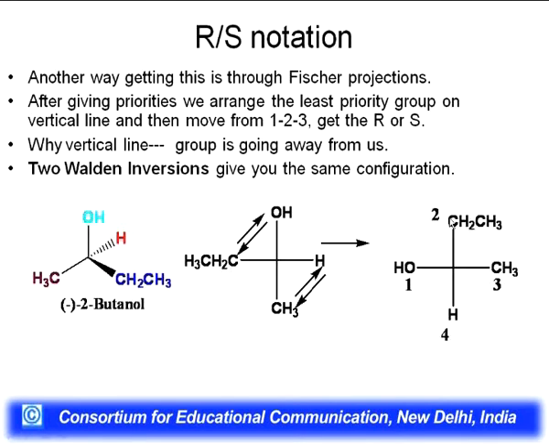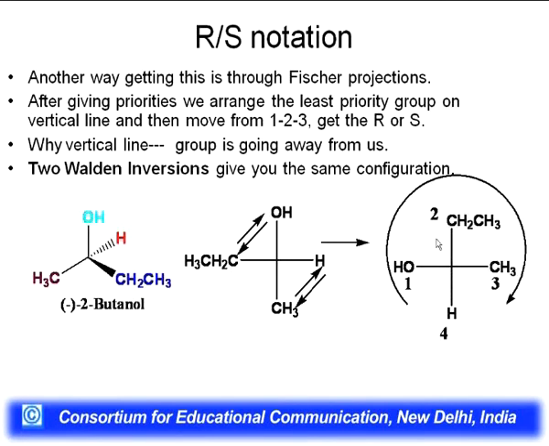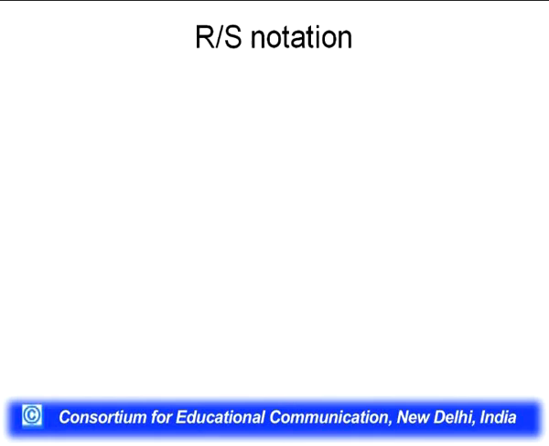Now simply, I just see the rotation from 1 to 2 to 3. In this case, it comes out to be a clockwise direction. Thus, this is R-2-butanol. I hope it is clear. We are having a clockwise direction movement from 1 to 2 to 3 and it is the R notation.